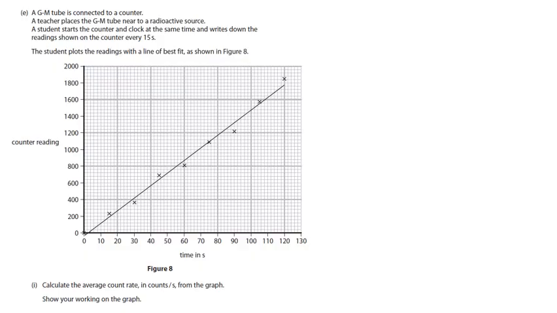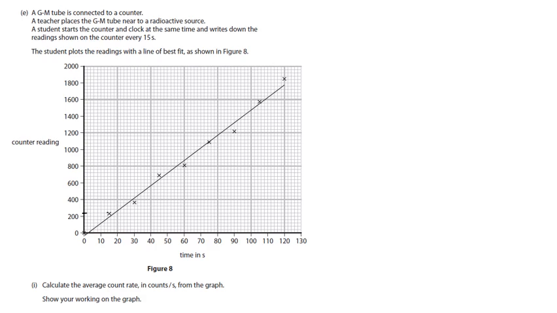Okay, next we've got an experiment that was done with a Geiger-Müller tube. We're told a teacher places the Geiger-Müller tube next to a radioactive source. A student starts the counter and the clock at the same time and writes down the readings shown on the counter every 15 seconds. After 15 seconds there were about 240. After 30 seconds about 360, and so on. So that was plotted and then a straight line drawn through it.